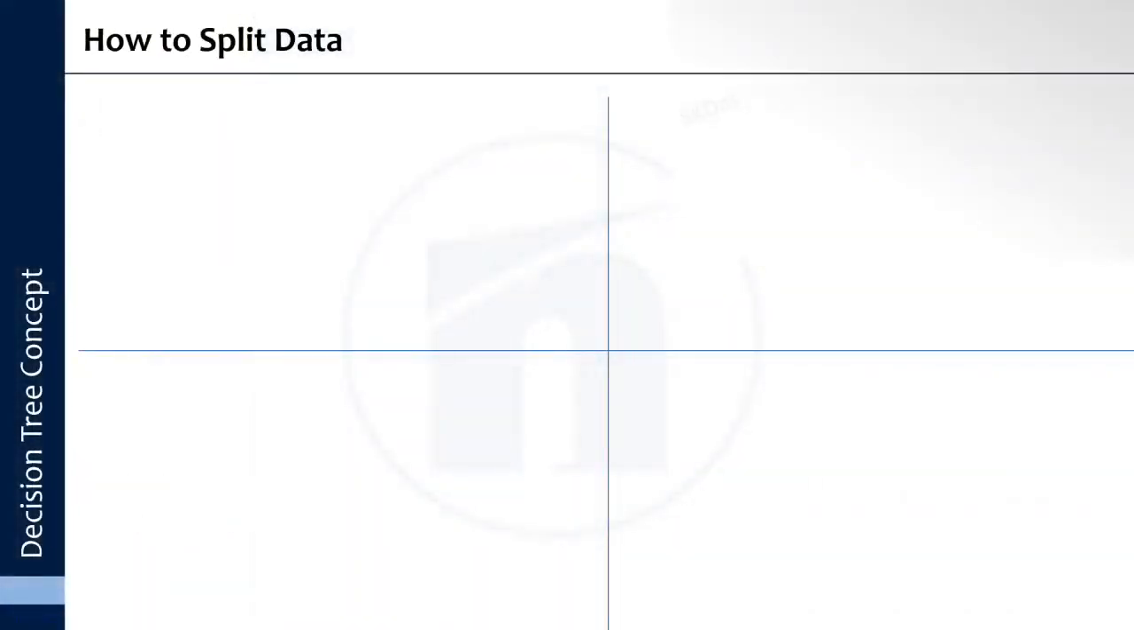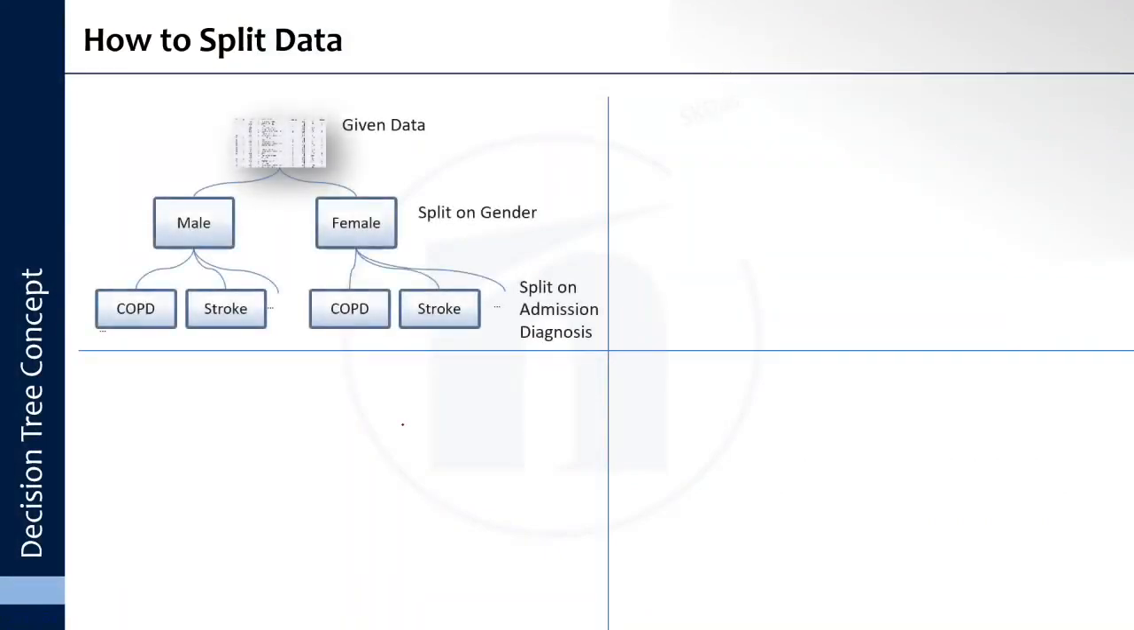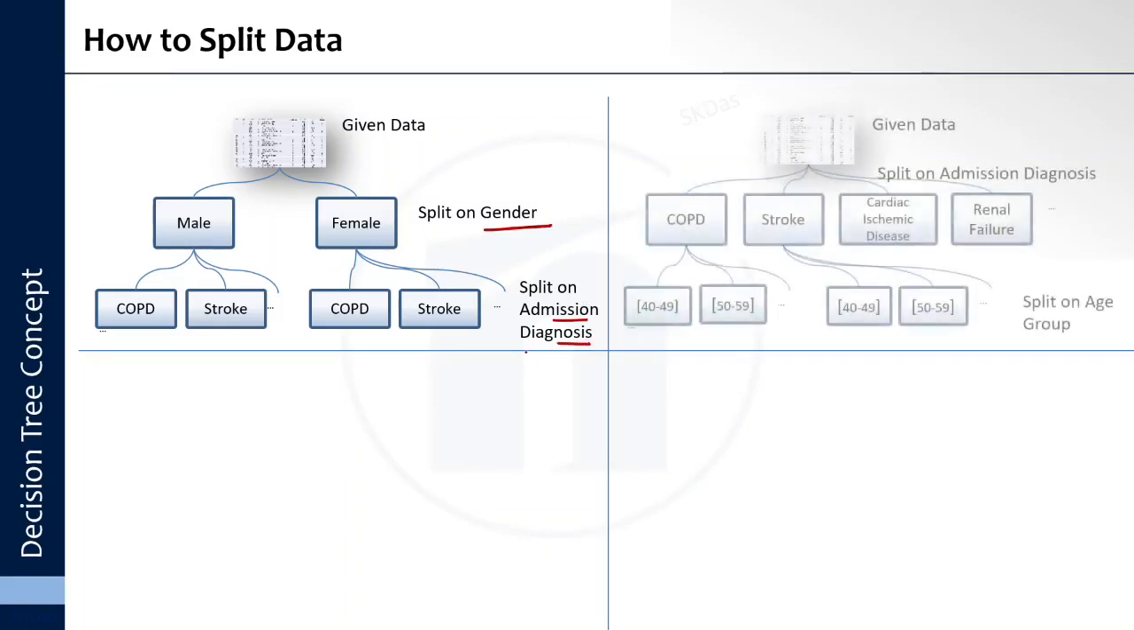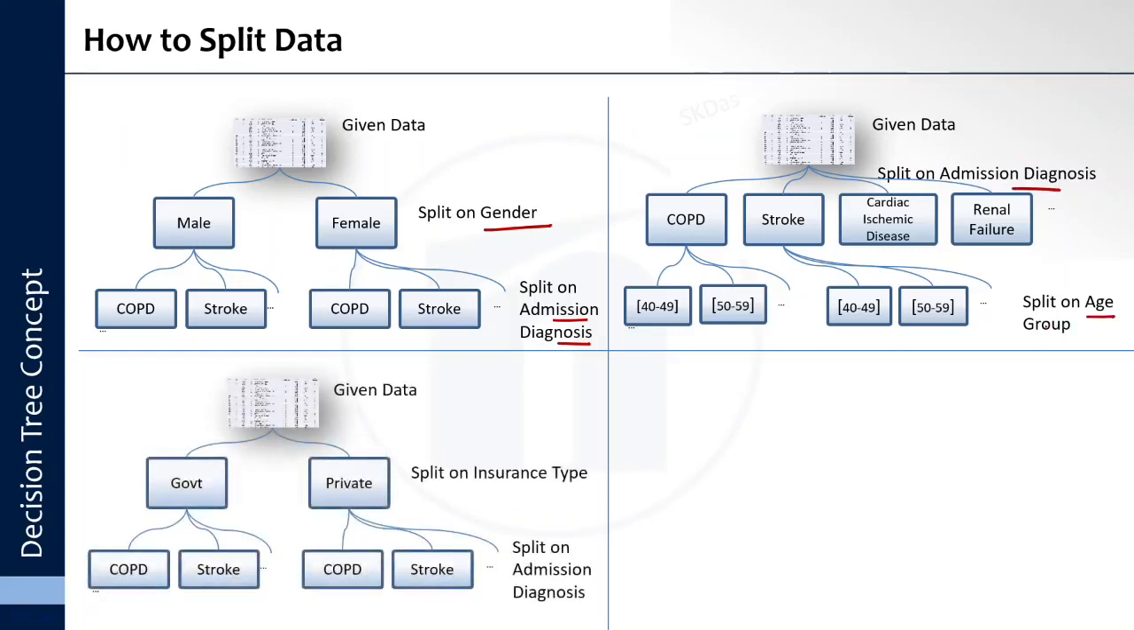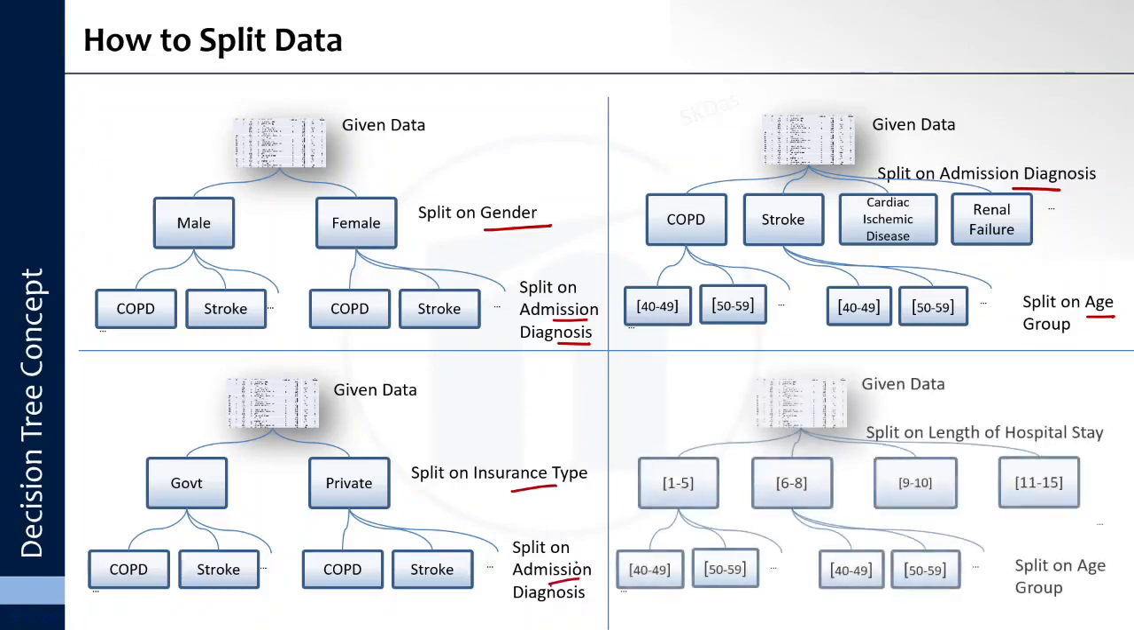Let us analyze 4 scenarios. There could be numerous other scenarios also based on the number of parameters. In scenario 1, we find that the first level of splitting is done on the basis of gender, and the second is on the basis of admission diagnosis. There could be other scenarios like split on admission diagnosis first and then split on the age group. The third scenario, split on the insurance type first and then split on the admission diagnosis. In the fourth scenario, they split on the length of hospital stay and then split on the age group.